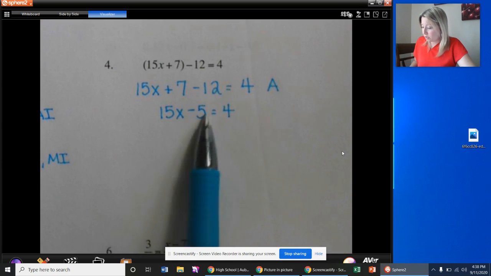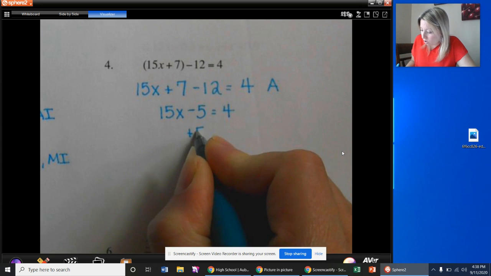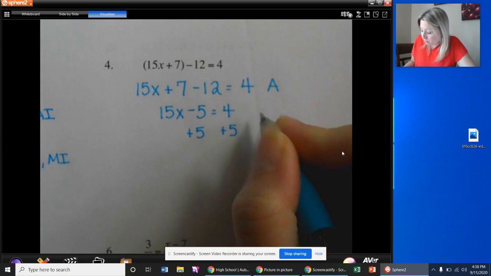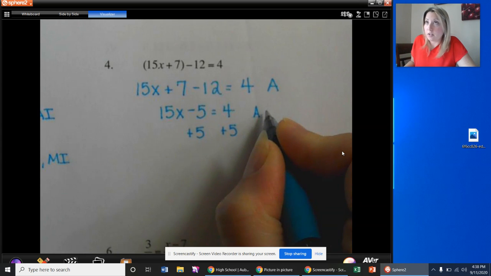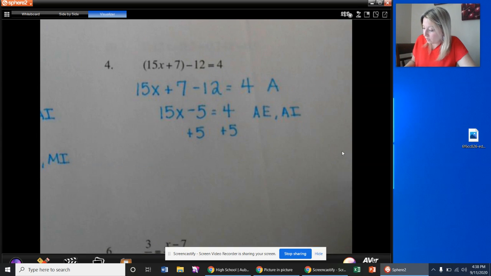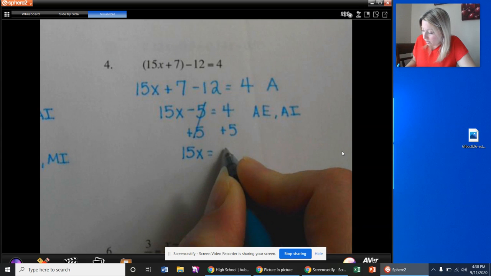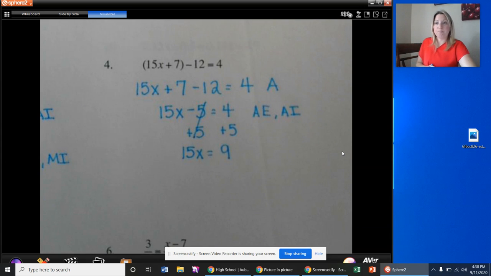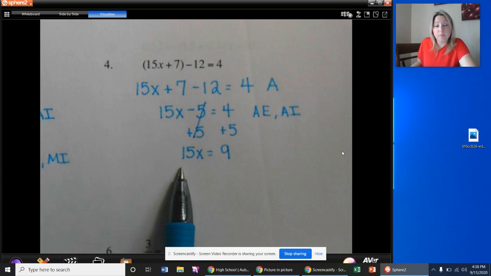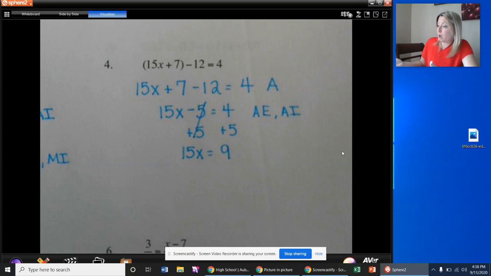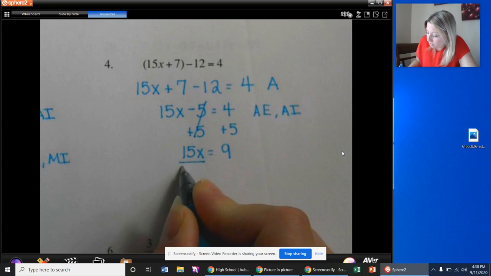All right, now let's move this 5 over to the other side of the equal sign, right? The opposite of a -5 is a +5. So I am using the additive property of equality with the additive inverse because I chose to add 5 to both sides, right? -5, +5, add up to 0. Left with 15x. 4 plus 5 over here is a 9. Cool. Okay, keep going. How is the x attached to the 15? Well, they're attached by multiplication. What's the opposite of multiplying by 15? Divide by 15.